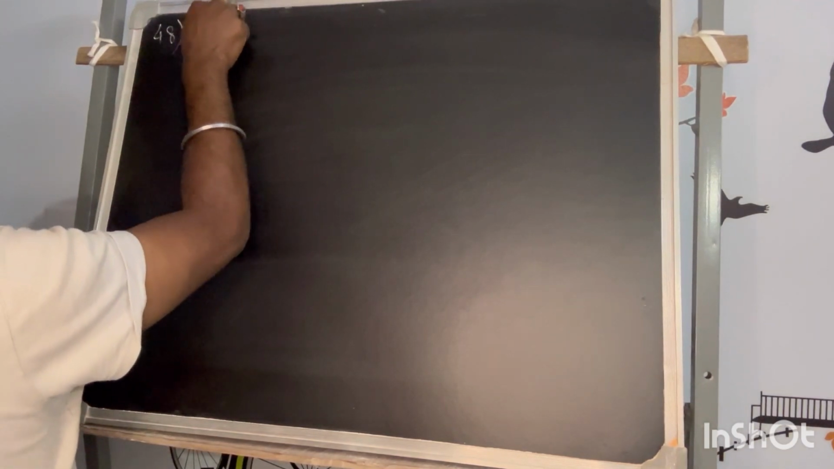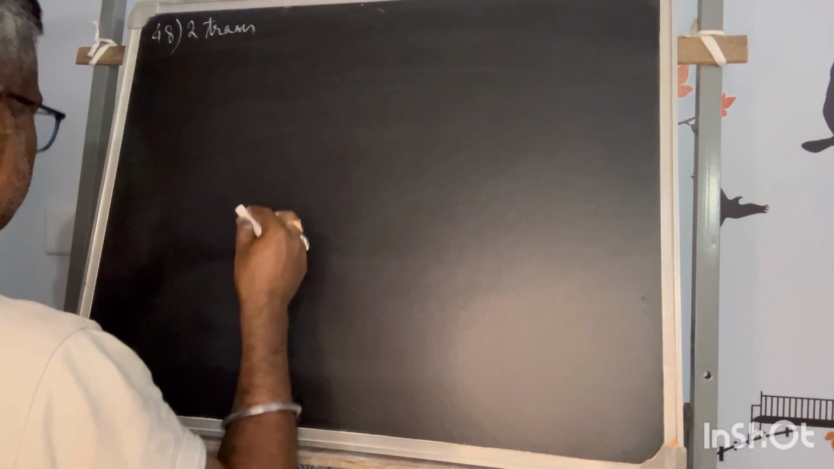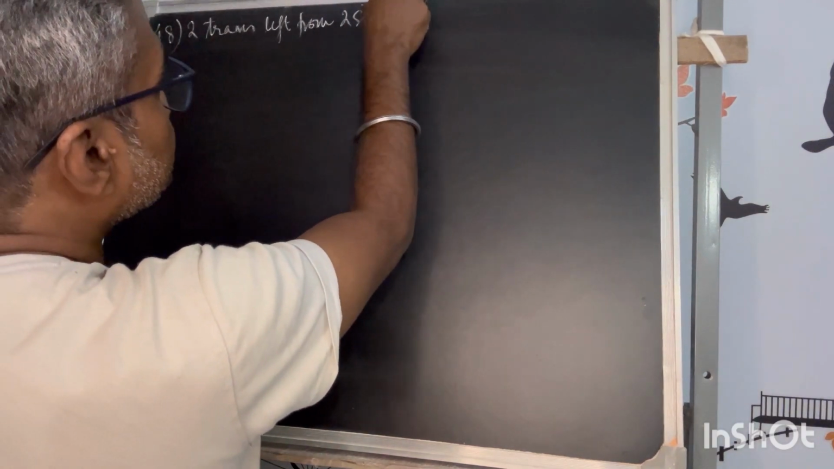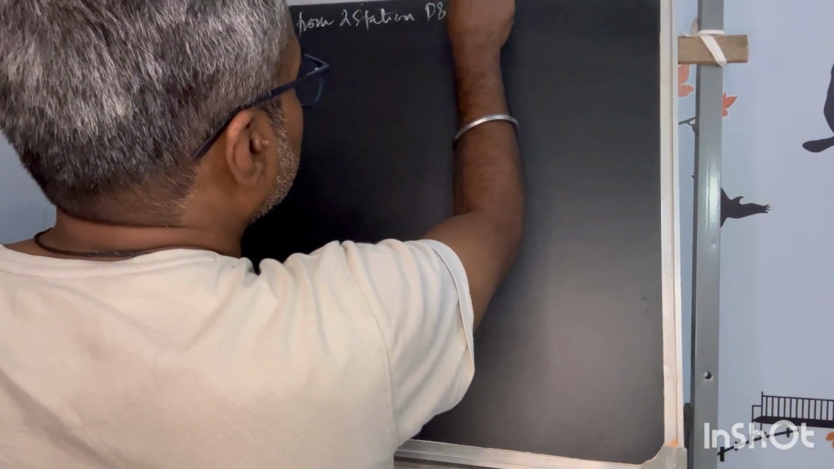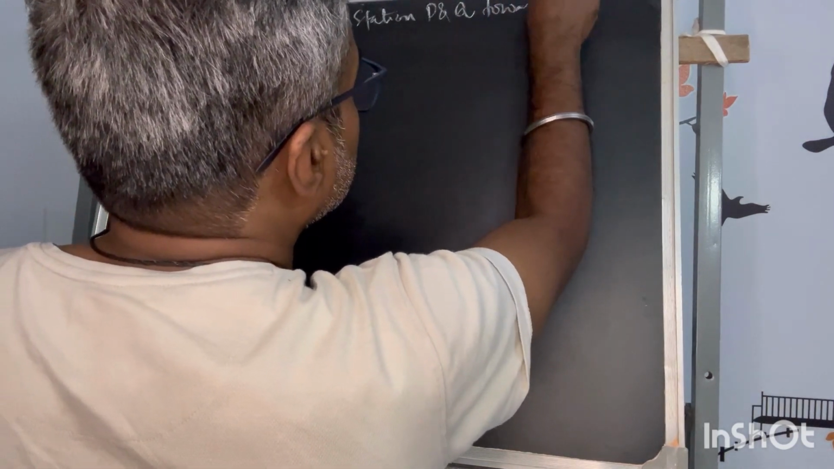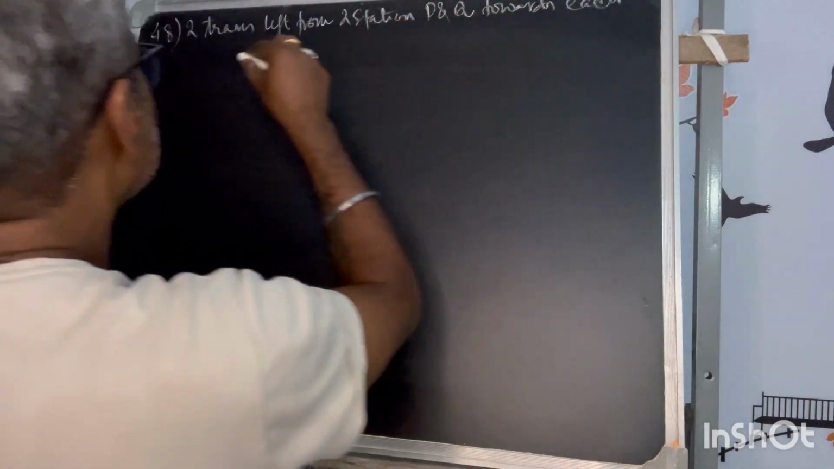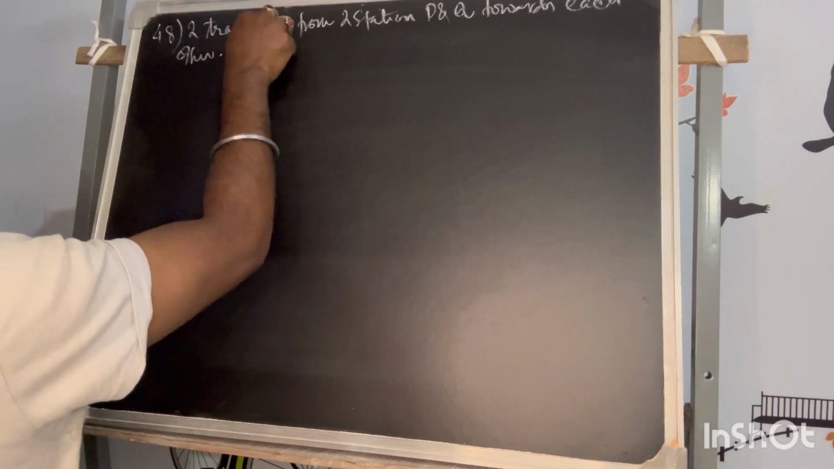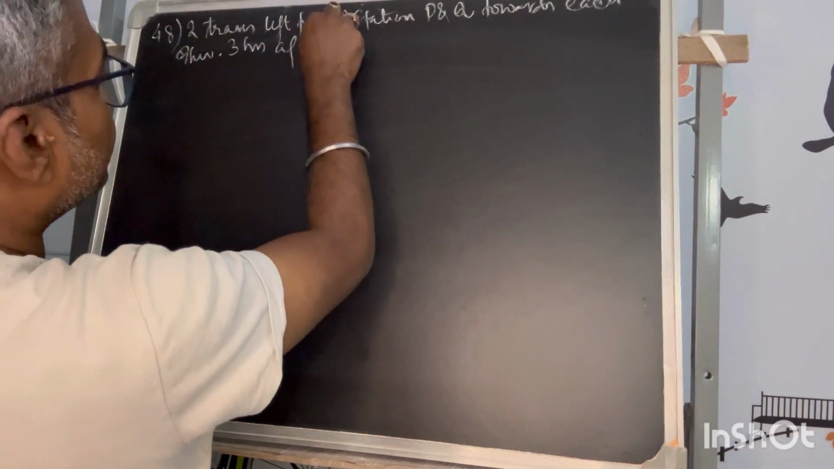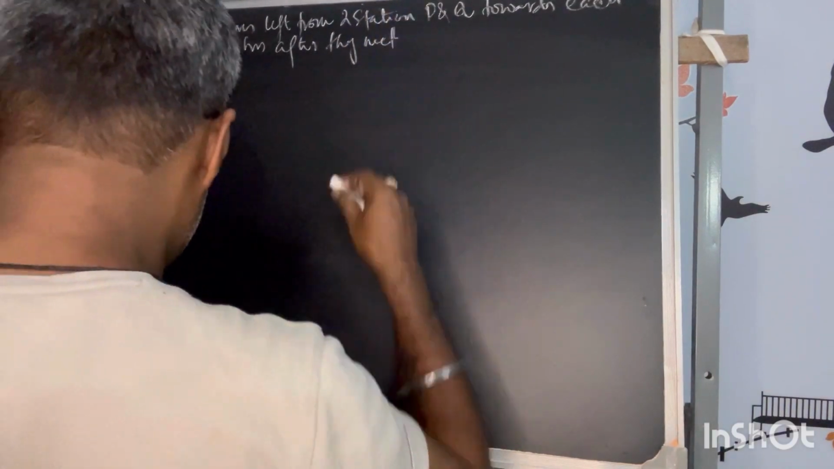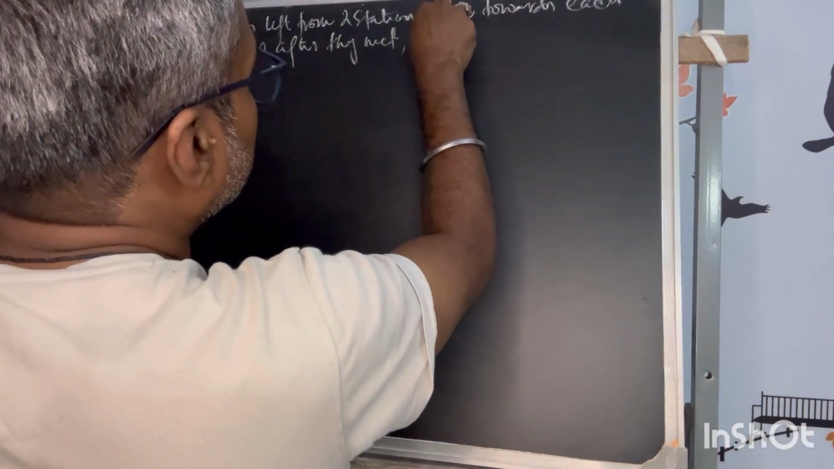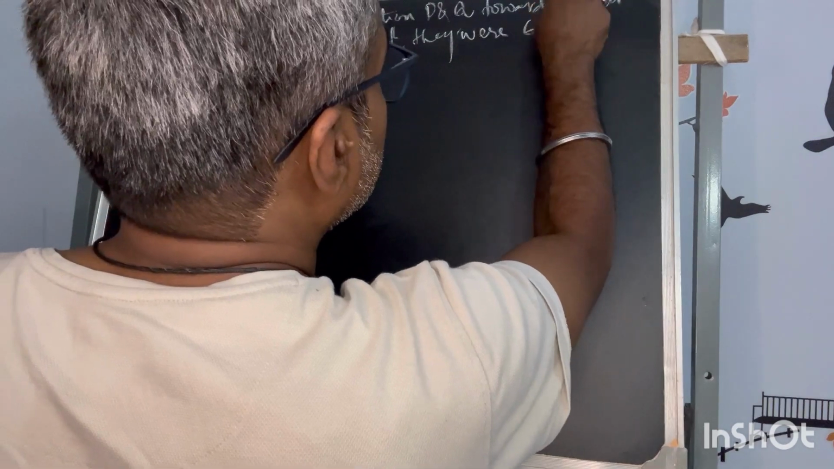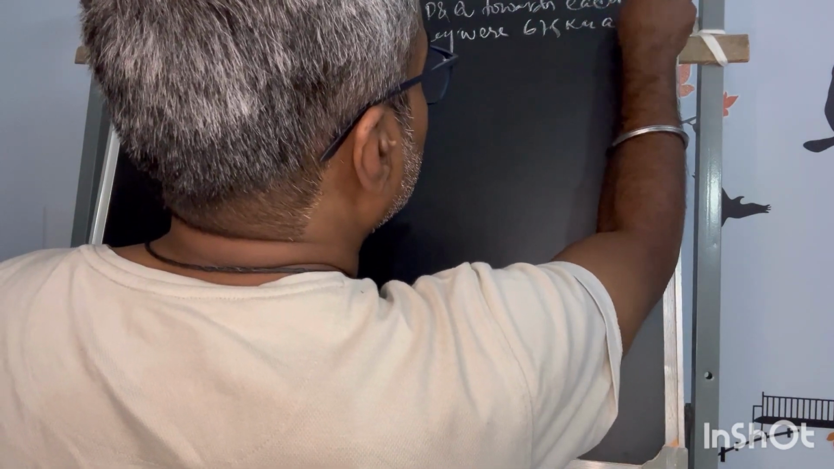Two trains left from two stations P and Q towards each other. 3 hours after they met, they were 675 kilometers apart.